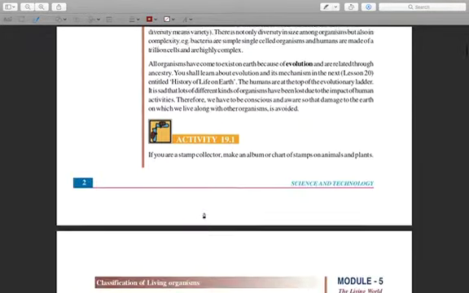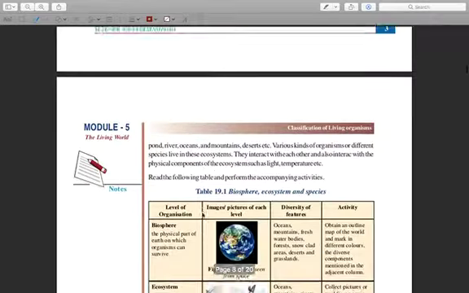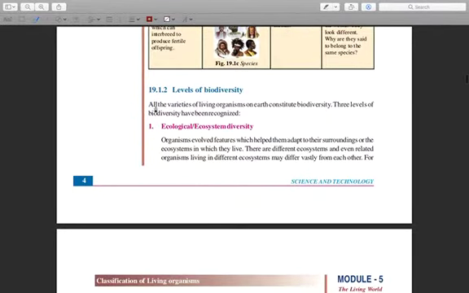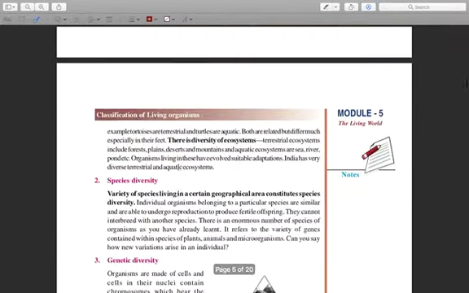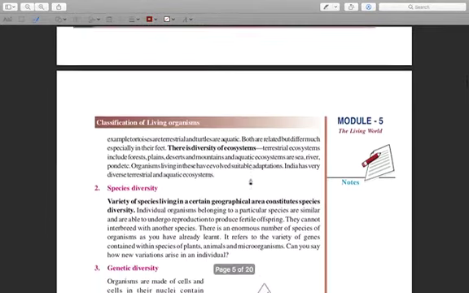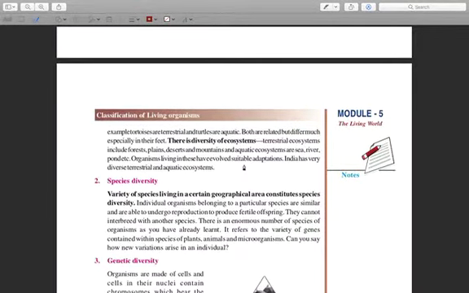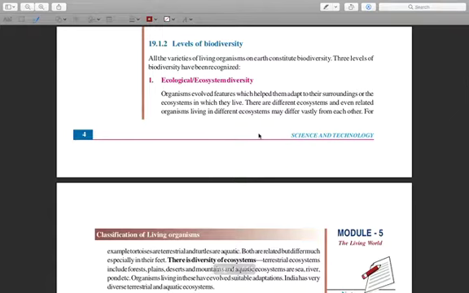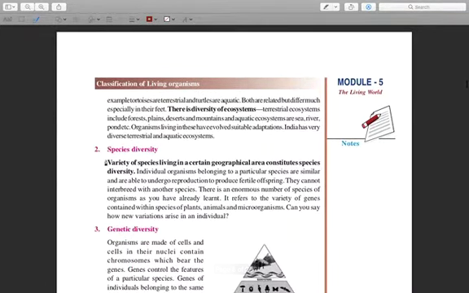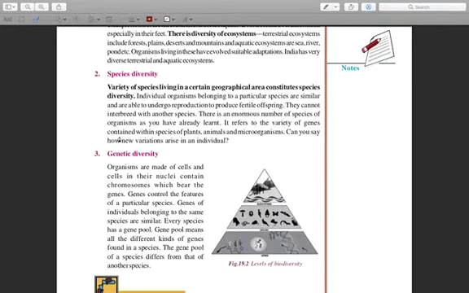Then they have asked about the different levels, three levels. So here you come down, you have levels of biodiversity, and you have three levels: ecological diversity, species diversity, genetic diversity. And they've also asked you to briefly explain them, short. So you read it and briefly mark down the explanation for it. You don't have to completely write it down, but briefly explain it.